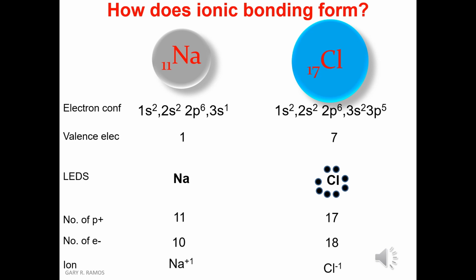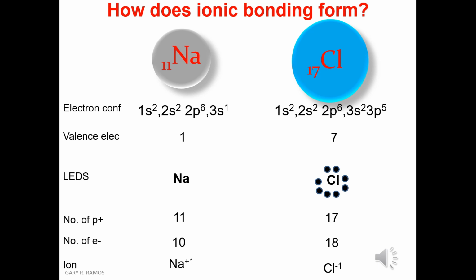After the sodium has given its electron to chlorine, the number of protons and electrons are not equal. The number of protons in sodium is 11 and the number of electrons is 10. Because of this unequal number, sodium now becomes Na positive 1, or a cation. This is because the number of protons in sodium is greater by 1 compared to its electrons.